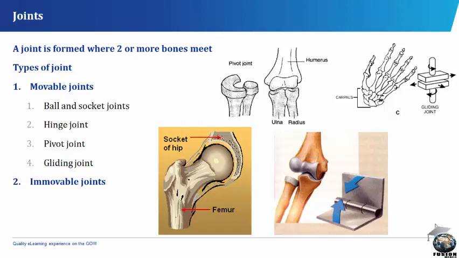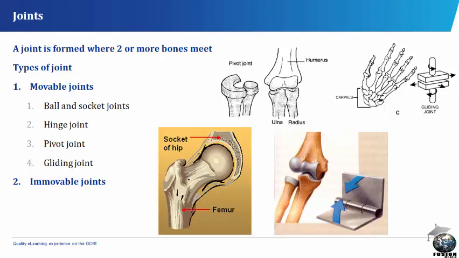The immovable joints. Examples of immovable joints are the skull, that is cranium sutures, and joints in the centrum. Others are joints between the sacrum and the pelvis, and those between the sacral vertebrae.